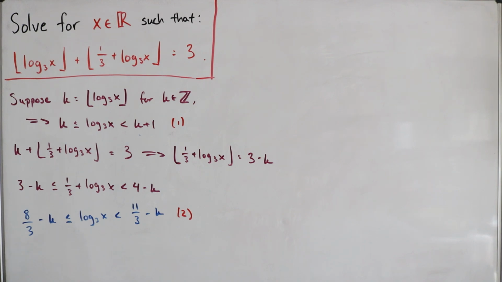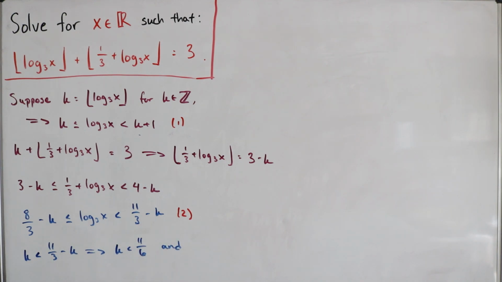So by applying this, the first thing is that we compare the leftmost to the rightmost over here, so k is less than 11/3 minus k. If I do some algebra and solve all that, add k to both sides and then divide by 2, I have that k is going to be less than 11/6.